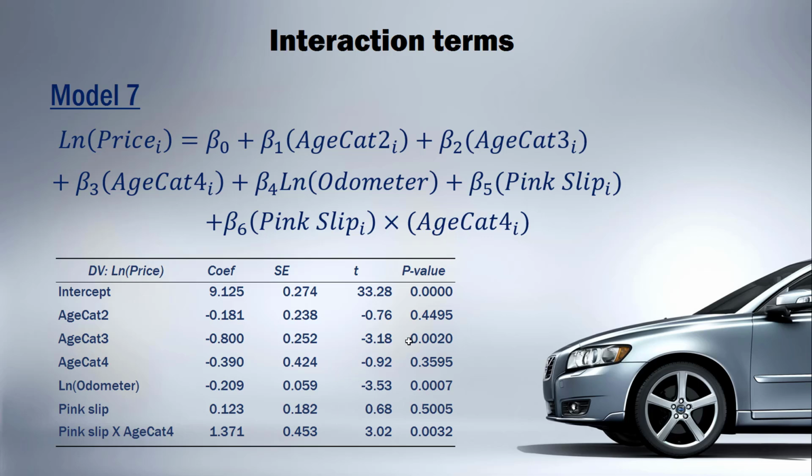And here's our output. Notice that some of the p-values have changed a little bit. The original pink slip variable is now insignificant, but this pink slip times age cat 4 variable seems to be very significant.